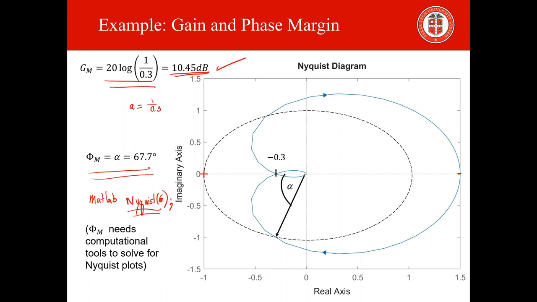Where's the starting point? Where's the ending point? Where are the points of intersection on the real and imaginary axes? This is enough to get you a very meaningful sketch. So from this intersection point on the real axis, we can get the gain margin. That's the important part here.